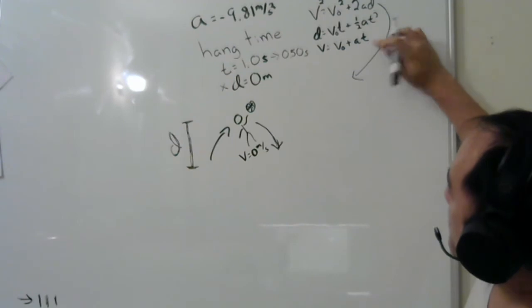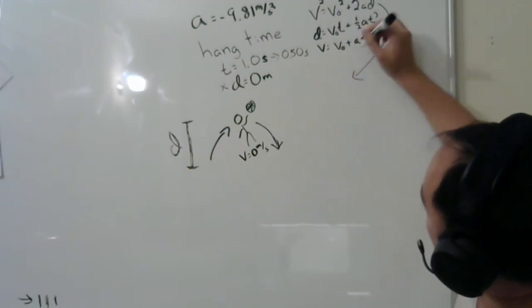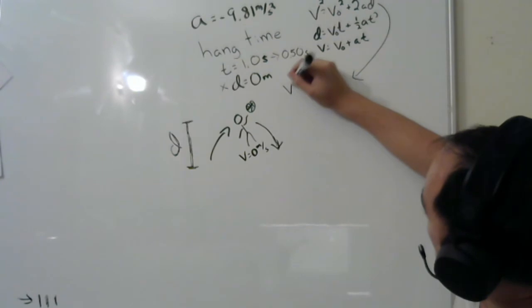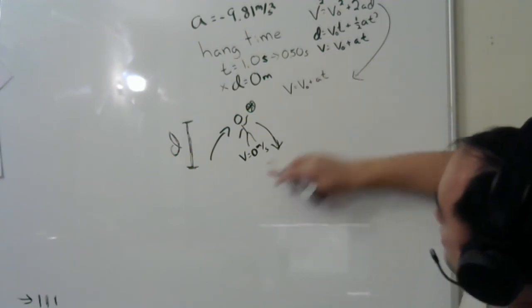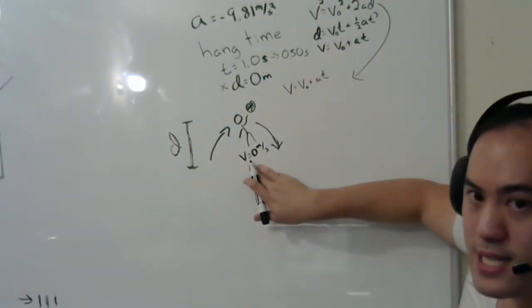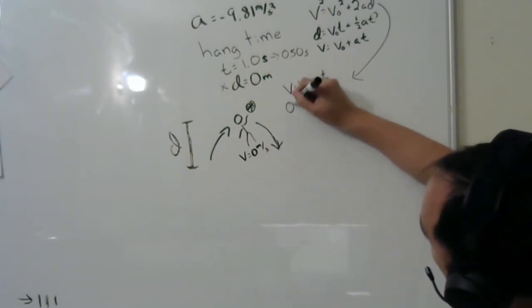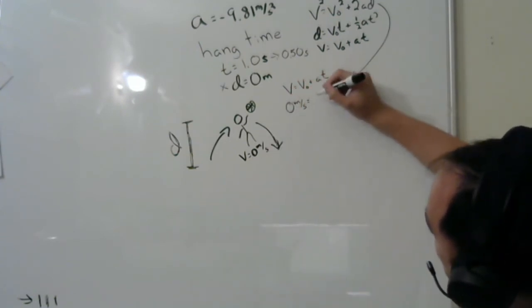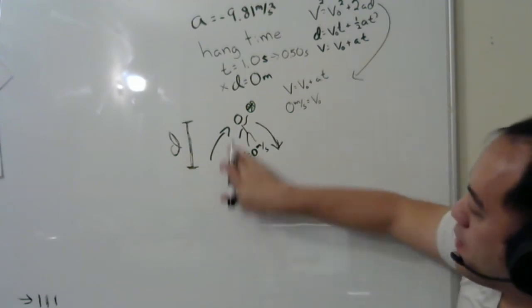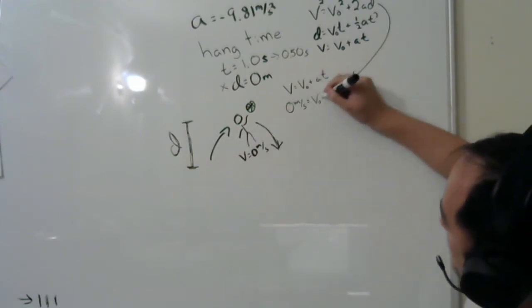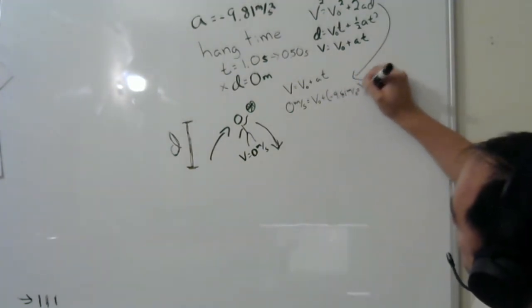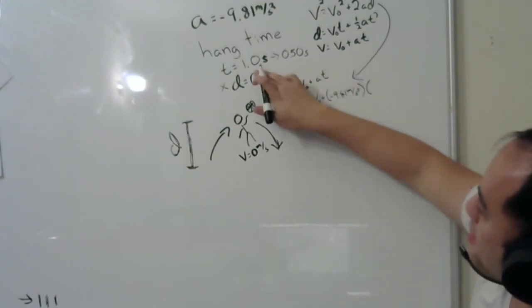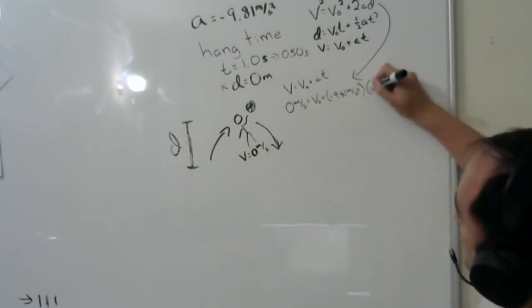Okay, we're first using this formula. V equals v naught plus at. V, the final velocity at the highest point, is 0. So 0 meters per second equals v naught. That's unknown. We don't know how fast he was going when he jumped off the ground. Plus negative 9.81 meters per second squared. And t is not 1 second. We're only talking about the first half, 0.5 seconds.